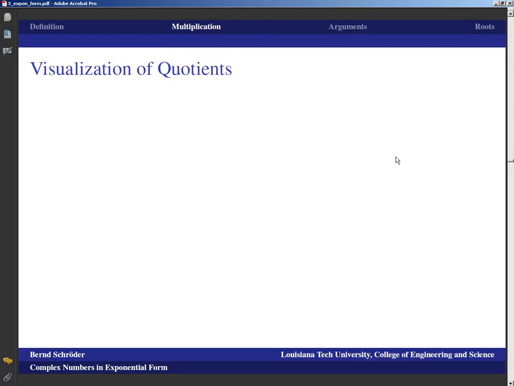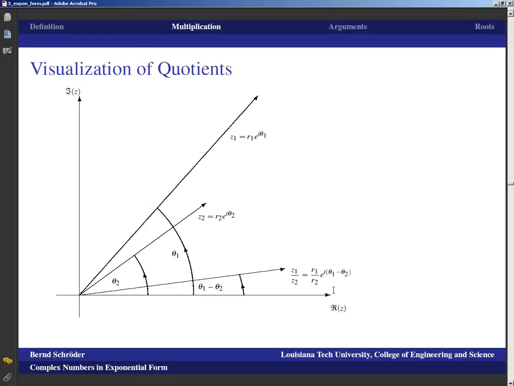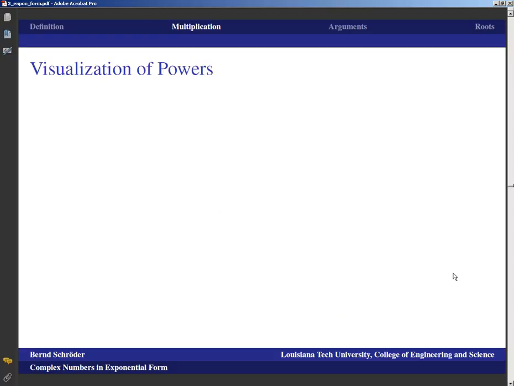And if we're looking at quotients, that would mean we start with a complex number that has an argument theta 1, and that's r1 e^{iθ1}. We want to divide that by a complex number that has argument theta 2, which is r2 e^{iθ2}. If we do the division, we get an argument that is theta 1 minus theta 2, and the quotient is r1 over r2 e^{i(θ1-θ2)}, just as we had shown previously.